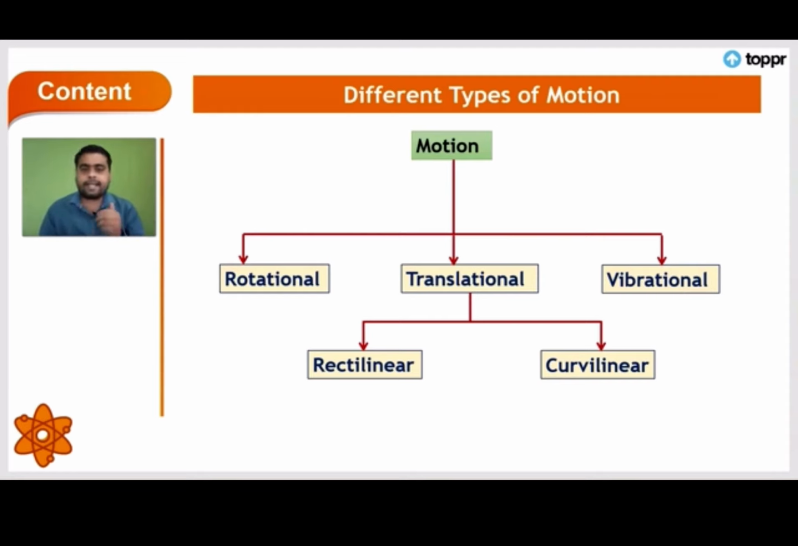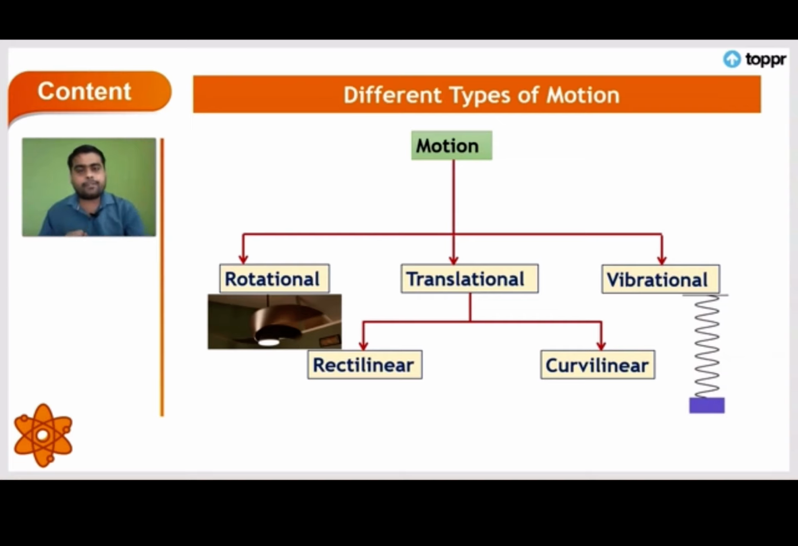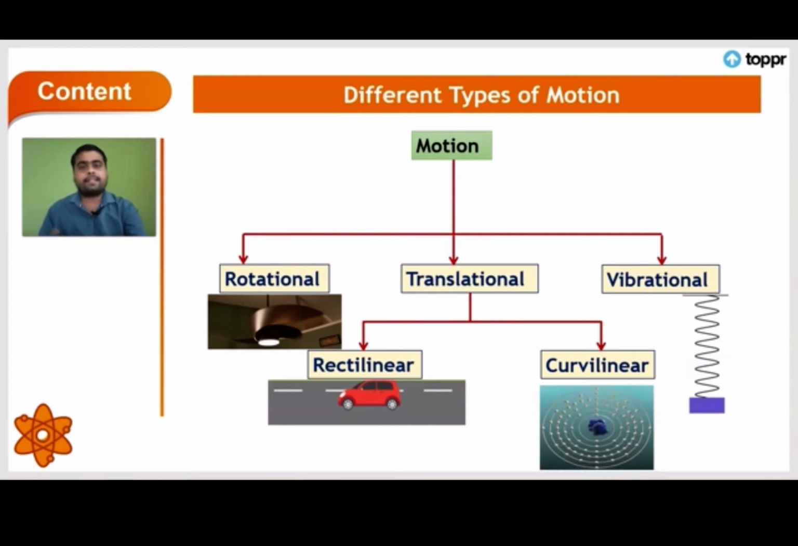Now let us give some examples related to different types of motions so that these concepts become very clear to all of us. So just like the example of the motion of the blades of the fan was a typical example of rotational motion, where the blades were actually rotating. Now, if you consider the example of spring mass system, then that was moving up and down. So that was a classic example of vibrational motion. And of course, the motion of the car on the road was the example of rectilinear motion. And the motion of electrons which were orbiting in a circle was the example of curvilinear motion.